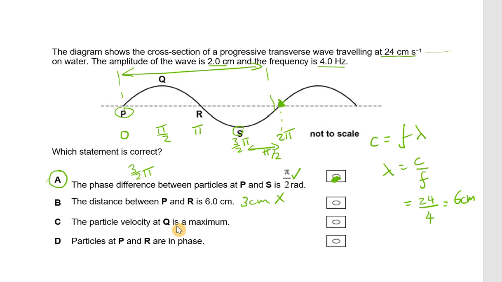The velocity at Q is at a maximum. No, actually, that point is stationary, just for that instant. It's not moving at all. So that's incorrect. And particles P and R are in phase.